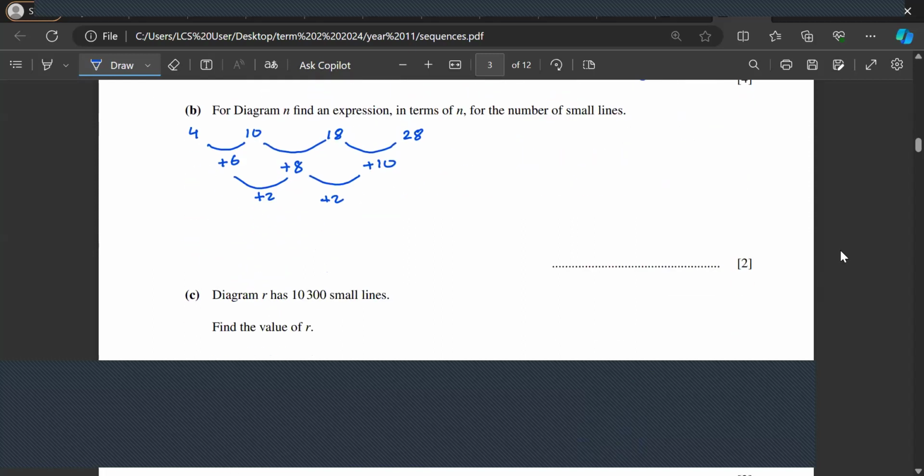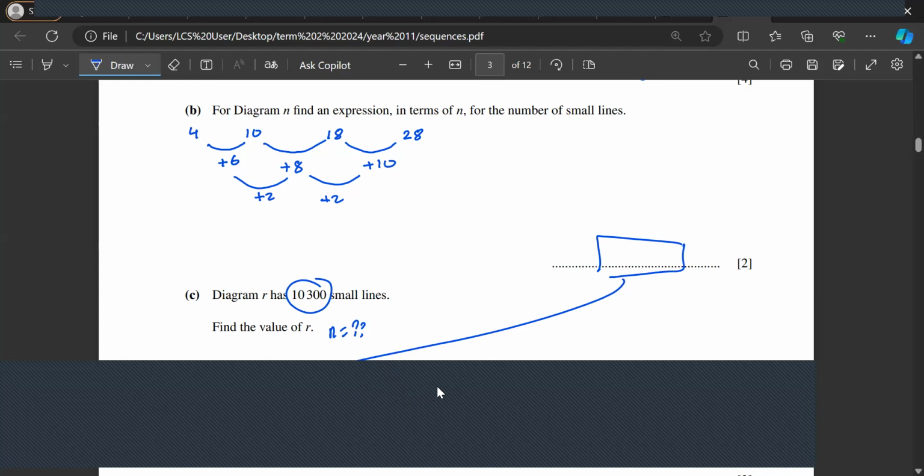Okay, look here. The diagram R has this number of small lines. Find the value of R. What do you think I should do here? Find the value of R means he needs n equal what? And the answer, this one. So the formula you got from here, you will put it here and get the answer of n or R, whatever.